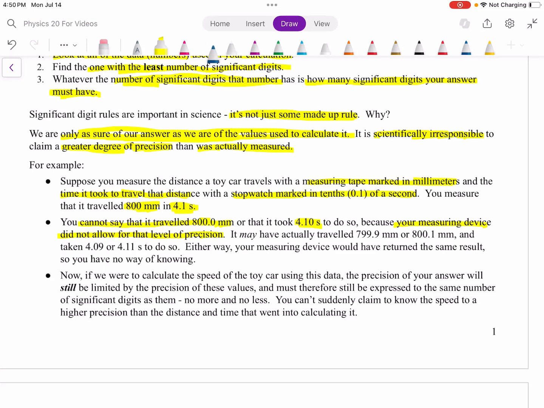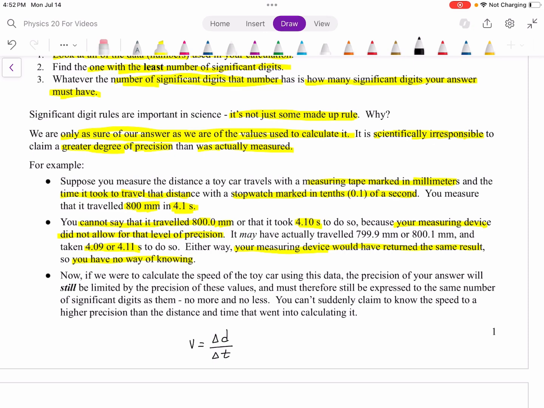Your stopwatch is going to say 4.1 seconds, but it could have been 4.09 or 4.11 seconds. Your stopwatch only goes down to the tenths place, so you don't actually know what's going on after that last digit that showed up, right? Either way, if it had been 4.09 or 4.11 seconds, your measuring device would have returned the same result of 4.1. That's the precision that your measuring device offers. So you really have no way of knowing.